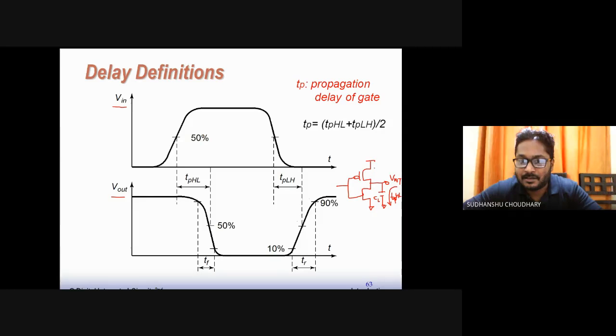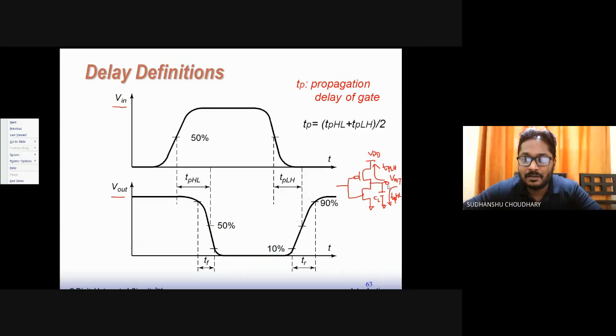Similarly, TPLH means you are trying to charge the capacitor via this PMOS up to VDD. So this is my TPLH, the time taken by this circuit to charge the output node, or charge this capacitor, to VDD via PMOS. So TPLH and TPHL actually come from charging and discharging of the transistors.